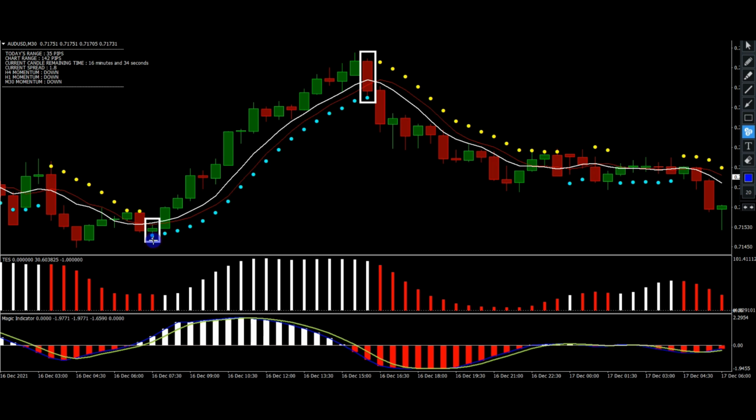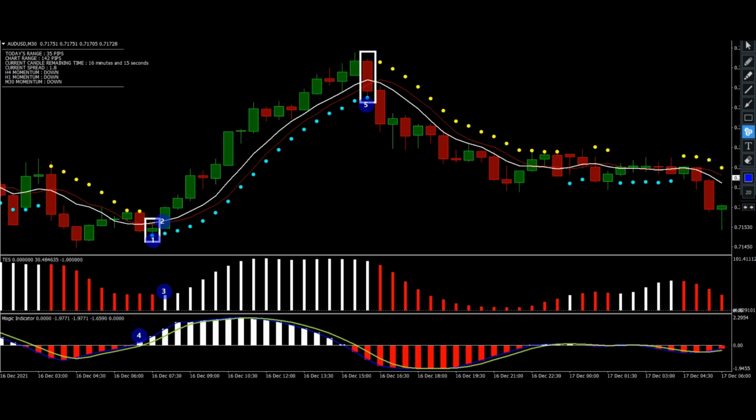First rule. White parabolic SAR dot appears and candle touches the parabolic SAR dot. Second rule. Two moving averages cross each other and the white line should come upwards. Third rule. Show middle MACD indicator white bar. Fourth rule. If the bottom of the MACD indicator turns from the red bar to the white color bar and it moves upwards from the zero line, apart from this, the blue line crosses the red line and comes upwards, then understand that here is a perfect buy trade opportunity.